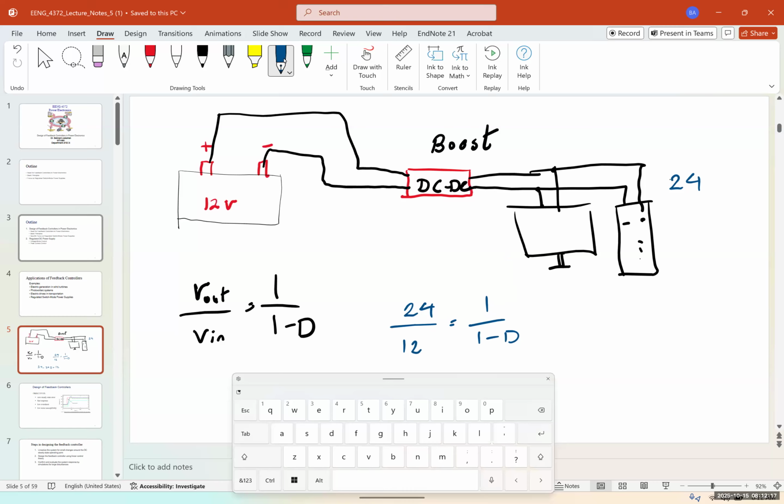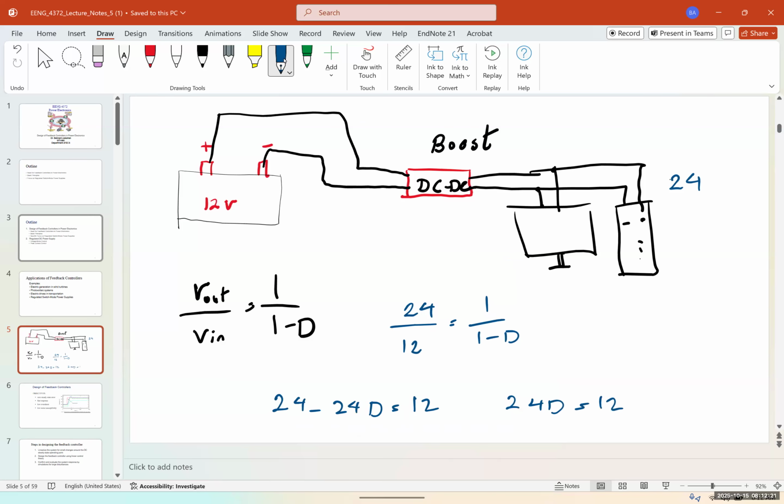So 24D would be equal to 12. Therefore, D would be equal to what? Half. Yes? Okay, or 50%. So imagine this has a knob that you can turn, and you can put it on 50% D ratio and leave it there, and you're going to have 24 volts at the output.